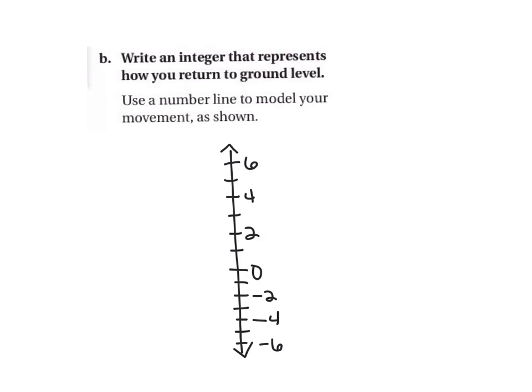Part B asks us to write an integer that represents how you return to ground level from your final delivery. And to do that, we're going to go ahead and use a number line to model the movements that we made to make the deliveries. So where we first went in, of course, we went in at ground level. So that was ground level. Then it says we went down 2 floors. And so we can track that on the number line to right here, and you can put a dot there or just a little line there that we went down those 2 floors.